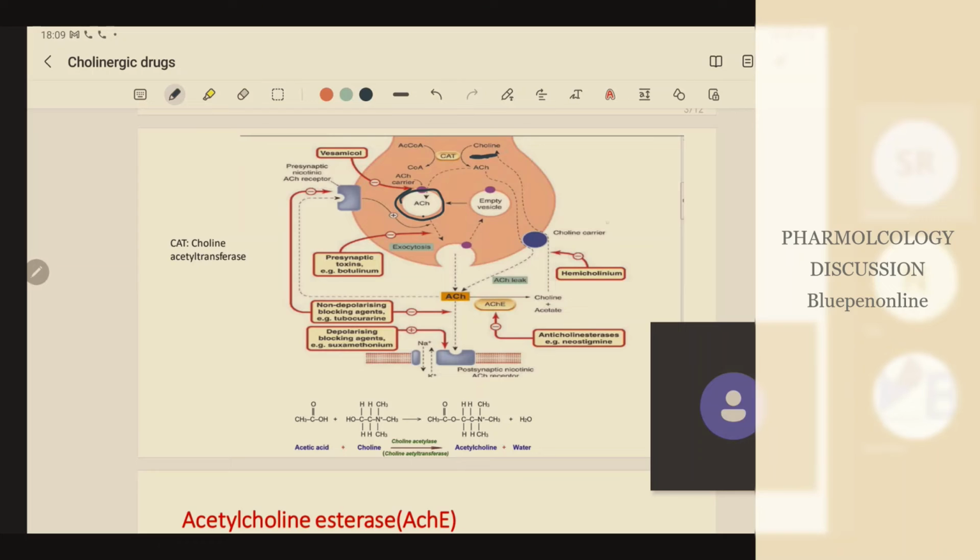Where does the choline come from? It comes from outside, from the ECF. So it goes inside and then it combines with acetyl-CoA to form acetylcholine. Once this acetylcholine is formed, it is stored in vesicles. Whenever you say contract to your muscles, your arm muscles or your foot muscles, they will release acetylcholine, which will go to your neuromuscular junction and act on your motor end plates. And this will cause an action potential.